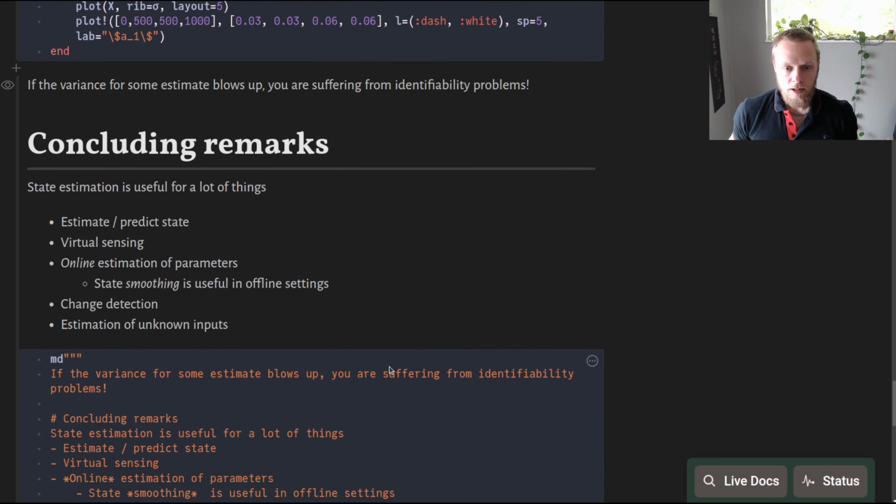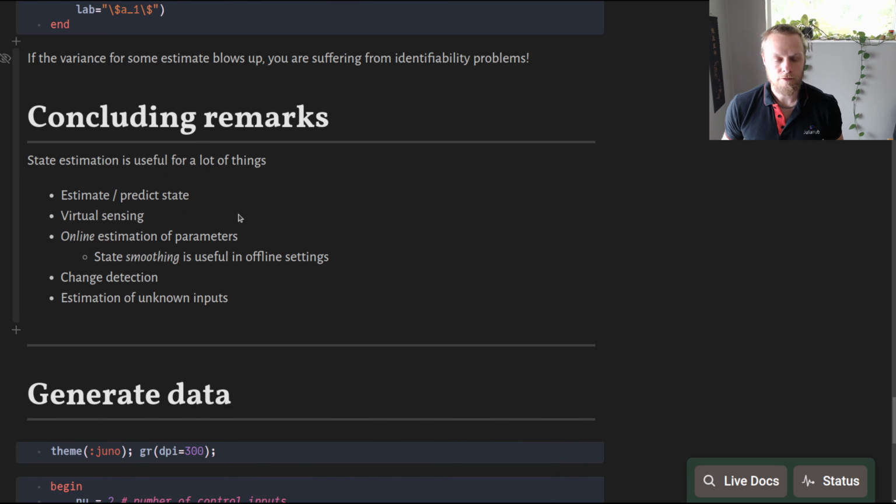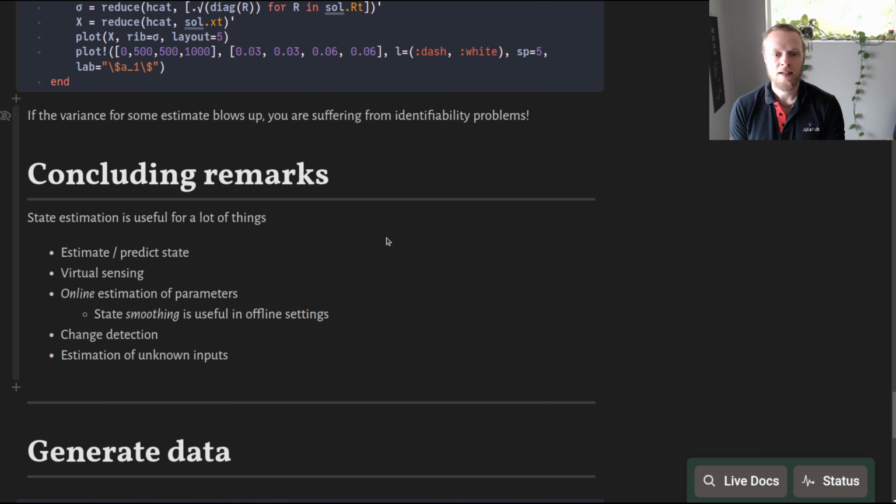So to conclude, we can make use of state estimation for a lot of different things. We can obviously estimate and predict the state forward in time. We can implement something called virtual sensing. So we can not only estimate the state, we can of course estimate any function of the state also. We can view that as kind of a virtual sensor, if you'd like. It allows us to estimate the value of parameters online, so in a streaming fashion. And that of course includes parameters that are changing with time.